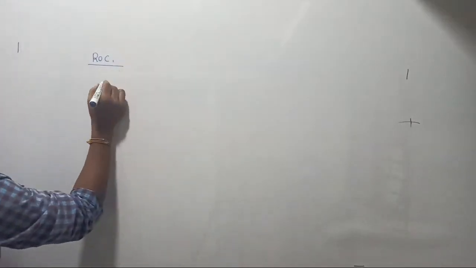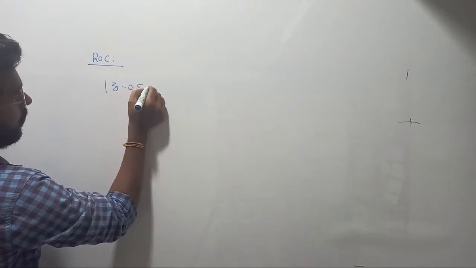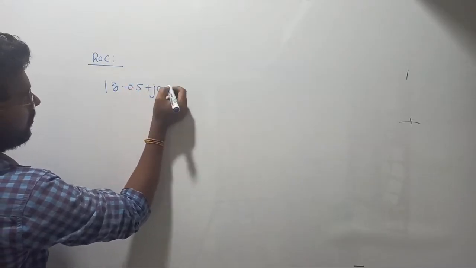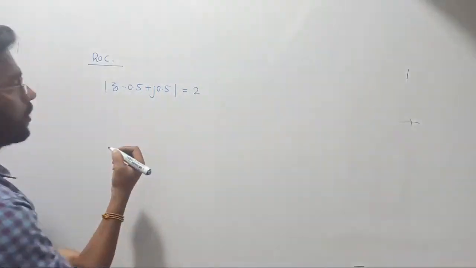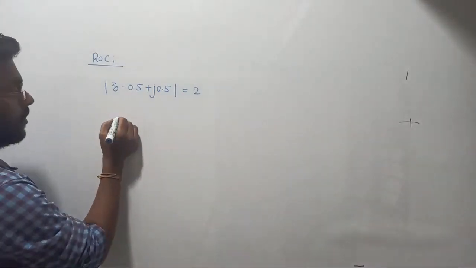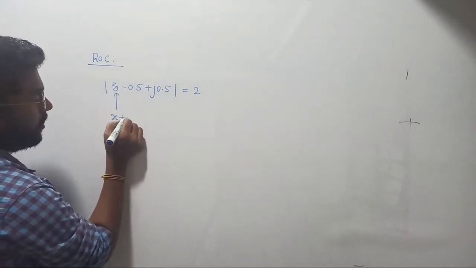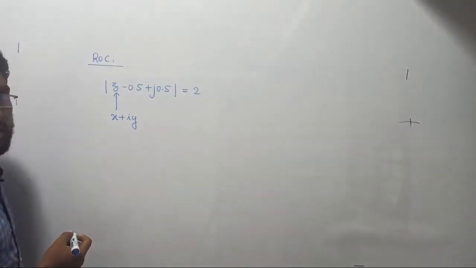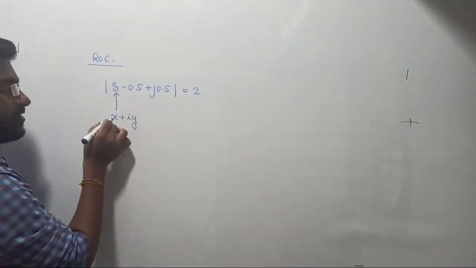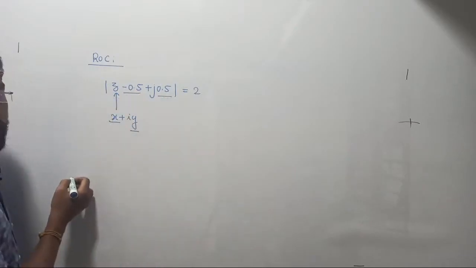Now let us consider mod of z minus 0.5 plus j 0.5, given like this, and it is defined as 2. How can we define this? Directly it can be written by replacing z with x plus j times y, such that we club the real part together and the imaginary part together. Now who is the real part? X is real, minus 0.5 is real, y is imaginary, j 0.5 also imaginary.